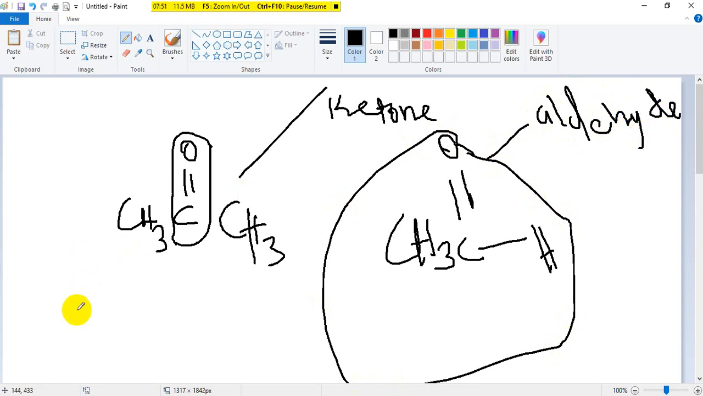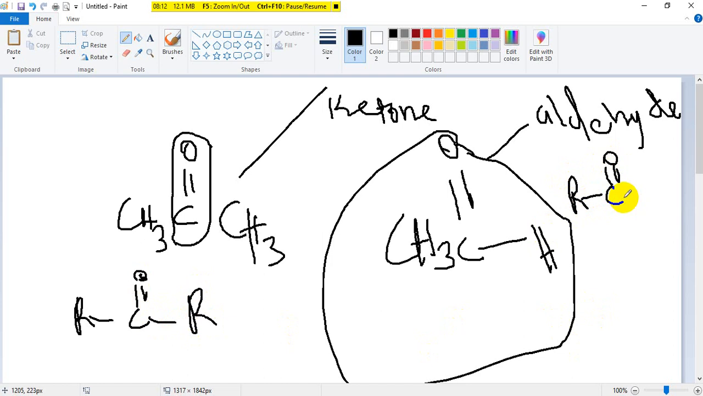The structure of a ketone is represented like this: R for alkyl group, C double bond O, R. Then the aldehyde has what? R, C double bond O, then H. So instead of R here, there is H here. This is an aldehyde, and this is a ketone. In the ketone, this is the carbonyl carbon. In the aldehyde, this carbon is also the carbonyl carbon, but here we have H instead of an alkyl group.